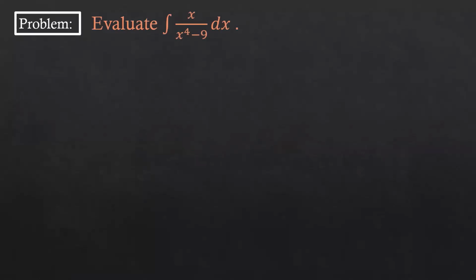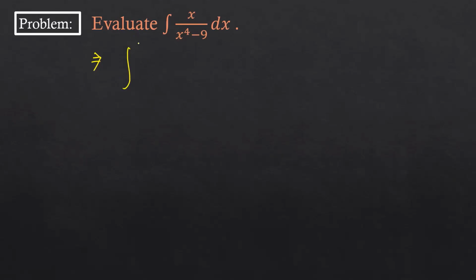And for the second part, you have to evaluate integration over x by x to the power 4 minus 9 dx. Now help me to solve that. Sir, here x square whole square minus 3 square, integration x by x square whole square minus 3 square.